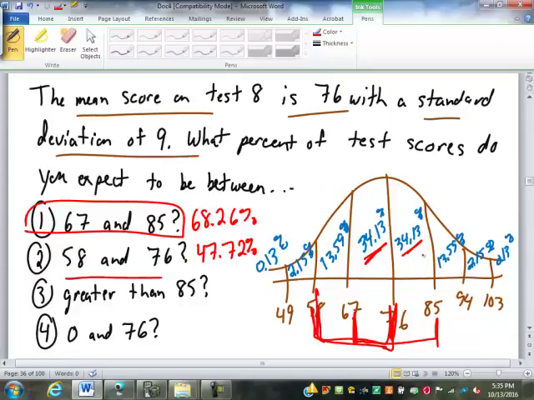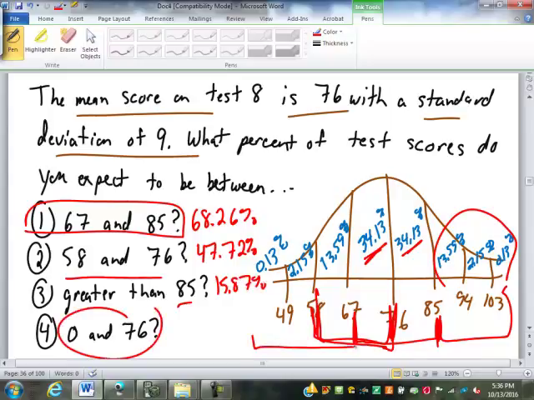That's okay. Greater than 85. That goes from here on up. That's just adding up these here, which would be 15.87. And from 0 to 76. From 0 up to 76, 76 is the mean. That's going to be 50%. That's exactly half. We're going to assume it's impossible to have a negative score on the test. Any questions?